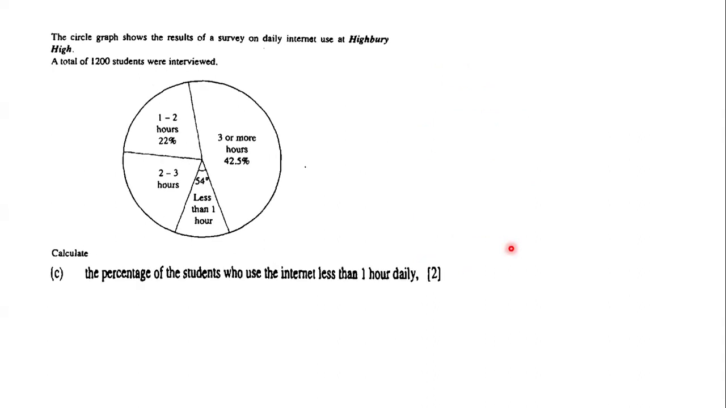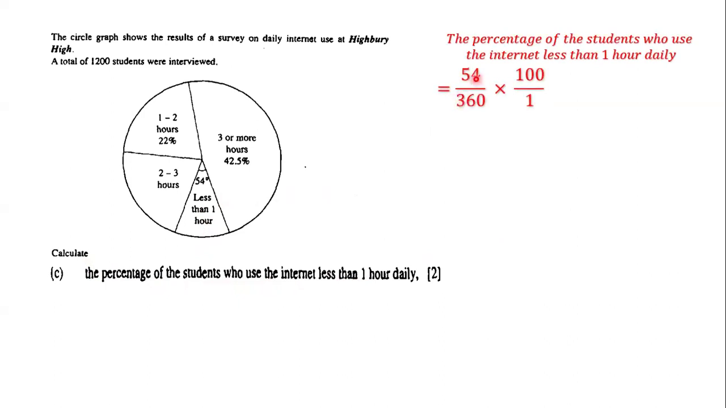Okay, let's move on to the next question. It says, calculate the percentage of students who use the internet less than 1 hour daily. So less than 1 hour daily is right here, and that accounts for 54 degrees. And so what we have to do is take 54 and divide it by 360, and that gives us the fraction. 360 because angles around a point in a circle add up to 360 degrees.